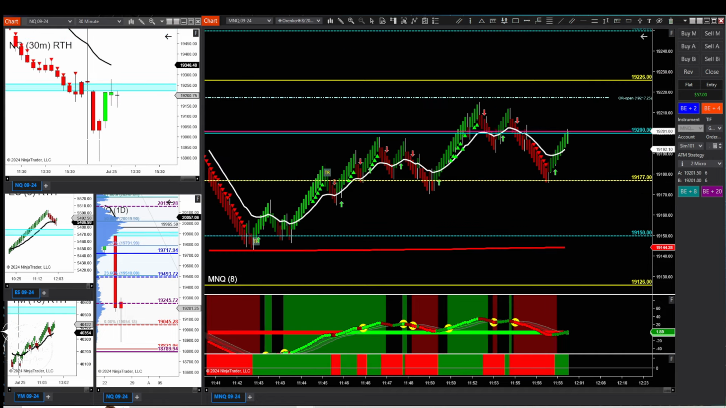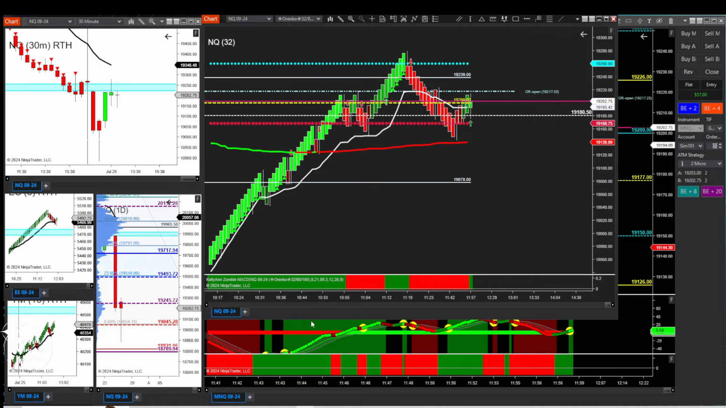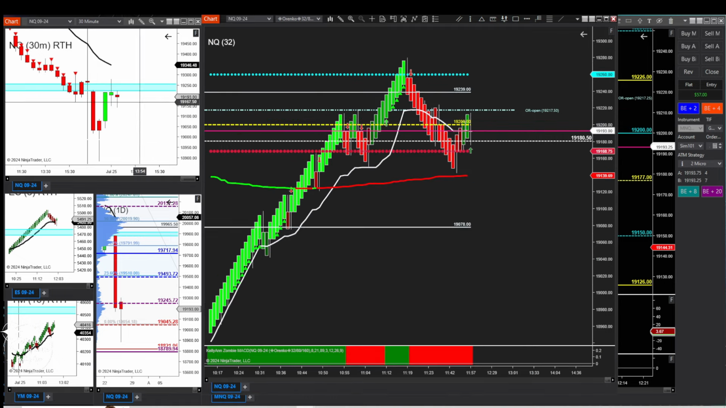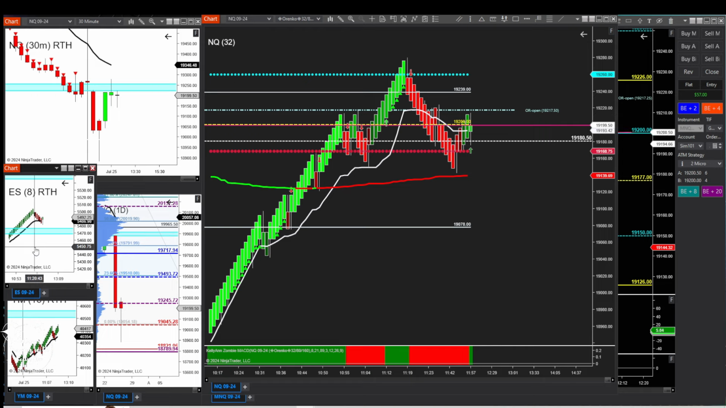I use my large brick Renko chart to identify the trend direction. I keep that on my other monitor here. Let's open this guy up a little bit bigger. So on my left side here, I've got three charts. These are my 30-minute charts. These are session charts. I've actually got medium brick Renkos on the Dow and the ES.